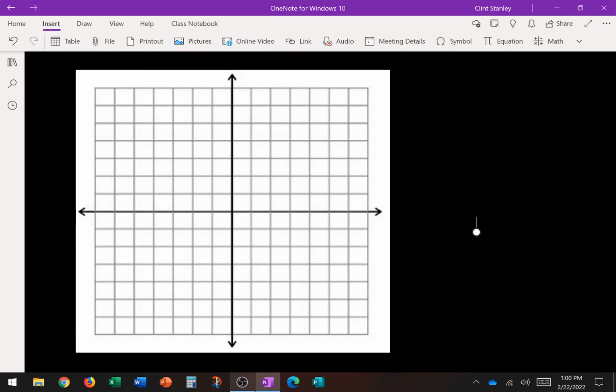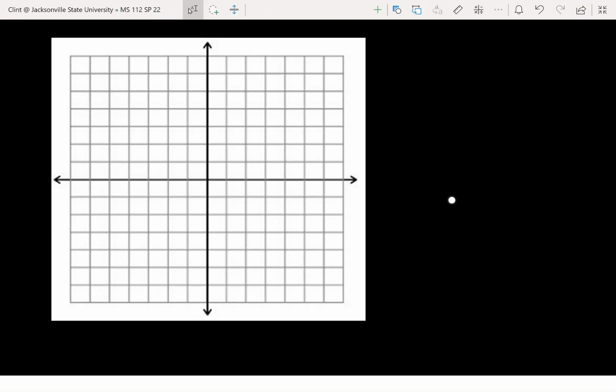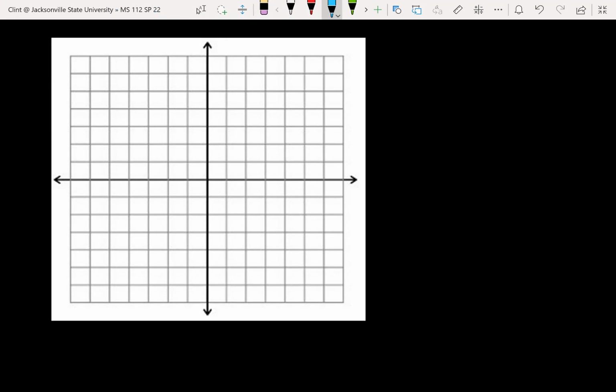Let's see, we had the point negative 2, 4. Had the point negative 1, 1. Had the point 0, 0. Point 1, 1. And the point 2, 4. There.